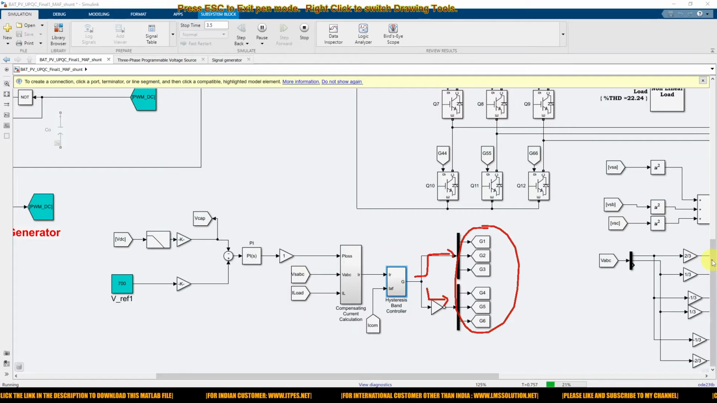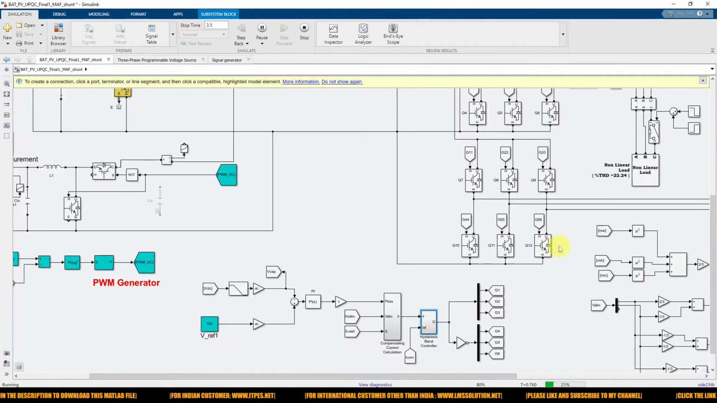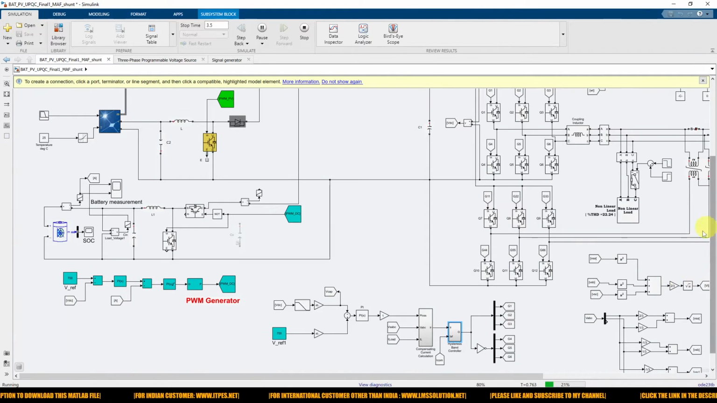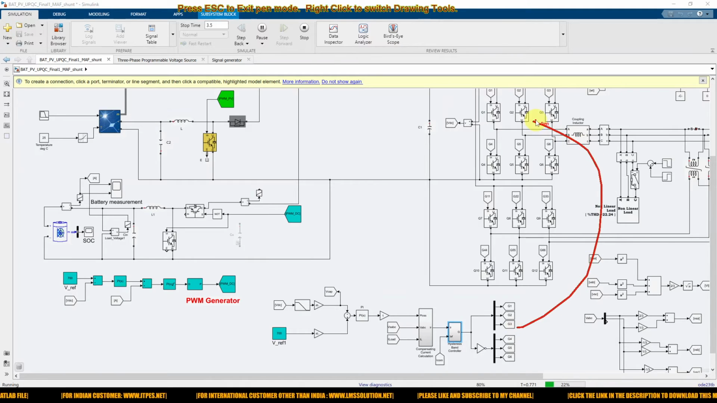So this 6 pulse is going to control the shunt converter in order to compensate the harmonics. That means if any harmonic is available on the load side, it is going to affect the source current, right? We need to avoid that problem. We need to make the source current sinusoidal. So based upon this control algorithm, you can easily mitigate the problem.